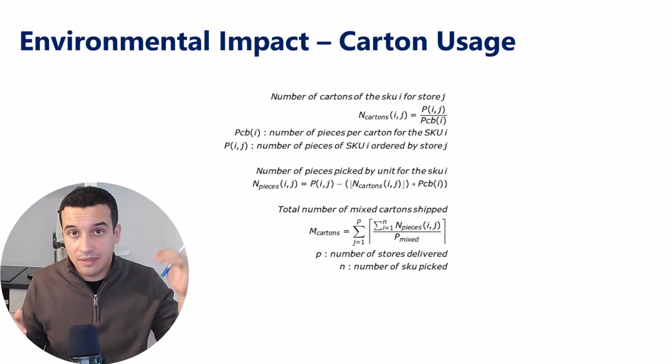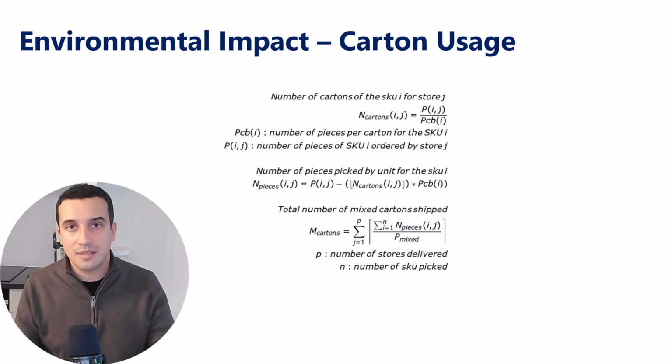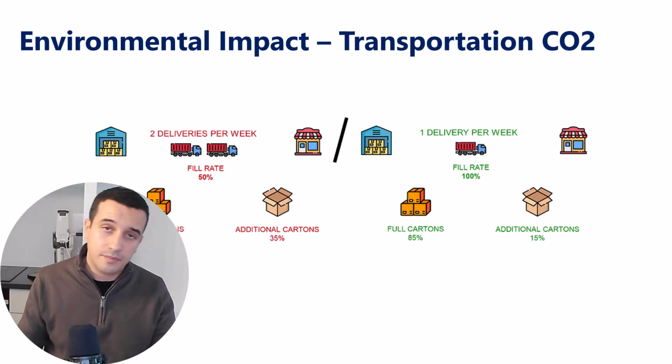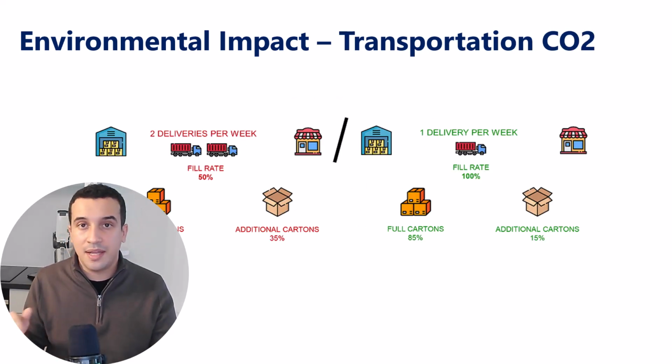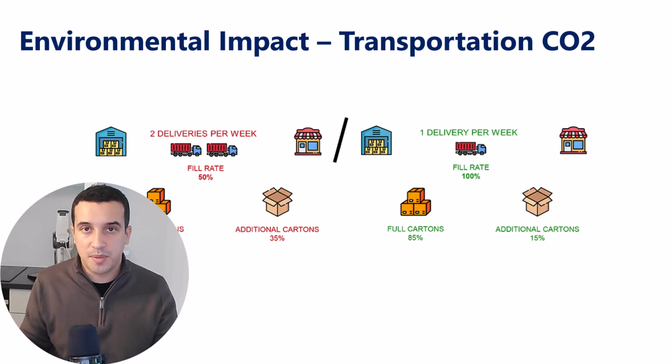So based on the different inventory management rules, you can calculate the number of additional boxes you have. And with a coefficient, you can calculate the weight of carton that is consumed. Same for transportation. Let's imagine that you are delivering frequently. That means you probably use smaller trucks that are not 100% full, which means that the emissions per kilogram delivered to the stores could be higher. So this has an impact, and this is directly linked to your inventory management rule.